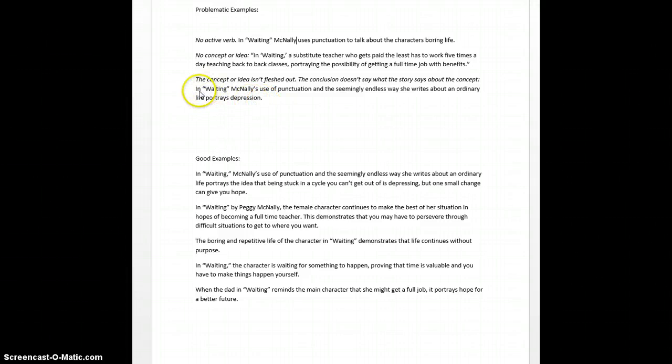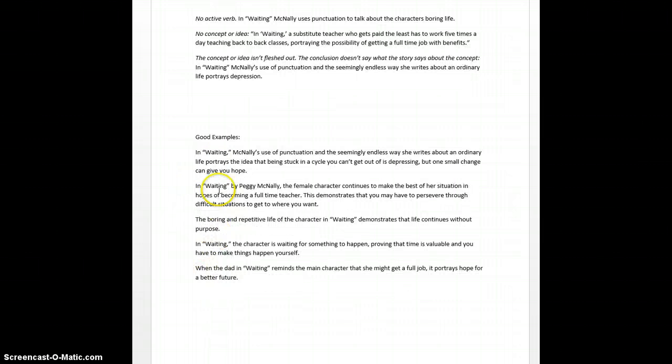So this one's first part is great. Its active verb is great, but it doesn't really talk about what the author thinks about depression. So it would be a problematic example. Down here we have some good examples.